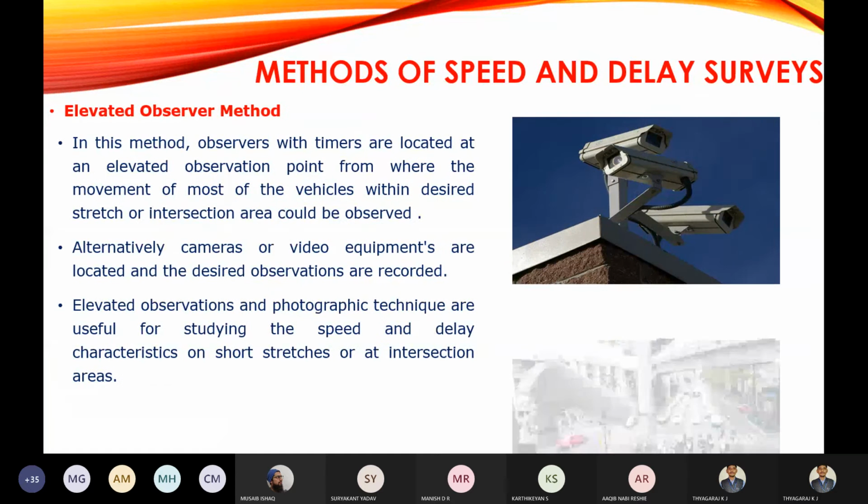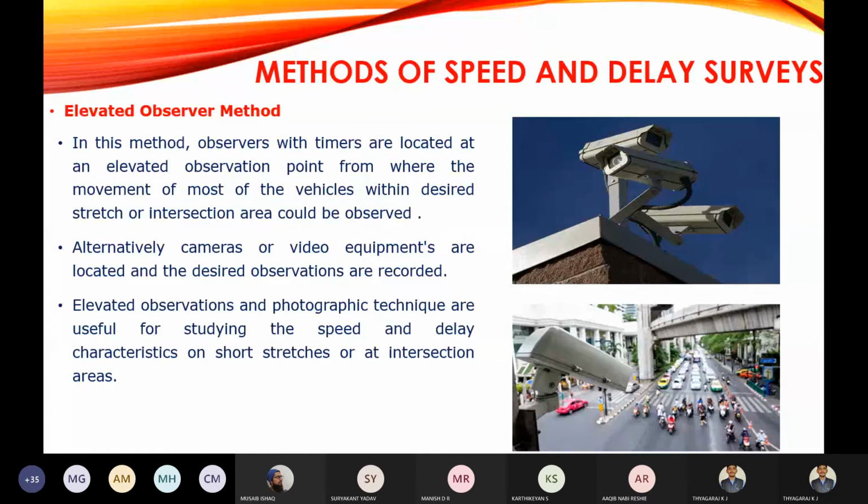Then comes the elevated observer method. Okay, in this elevated observer method, you can see here the CC cameras are installed at higher locations. Over the building, the CC cameras will be installed, and through the CC cameras, the videos of the vehicles will be captured, and from the videos captured, we are going to analyze the data. So, this is one method, that is installation of CC cameras.